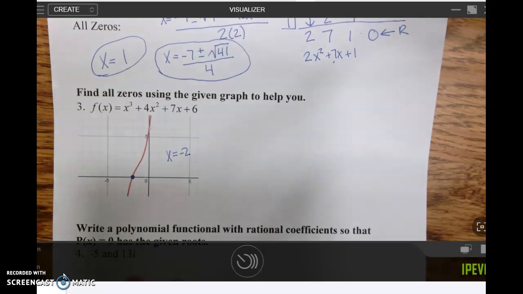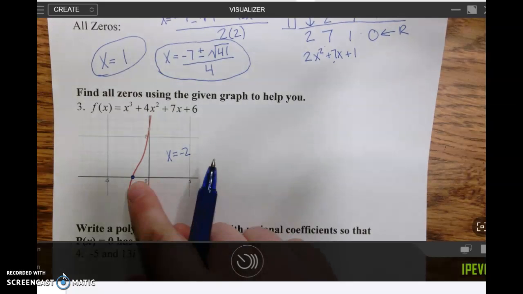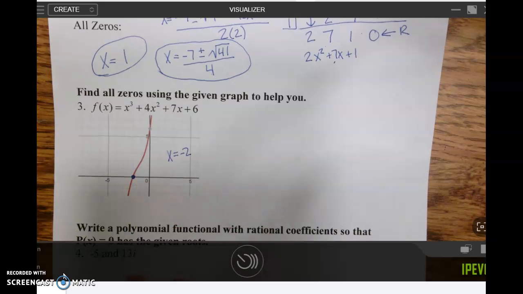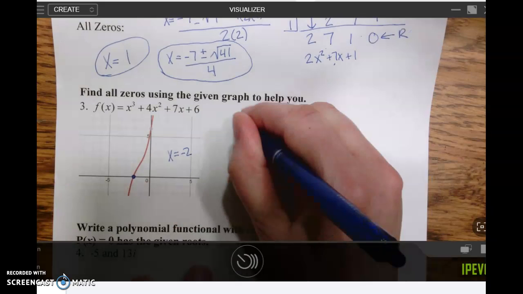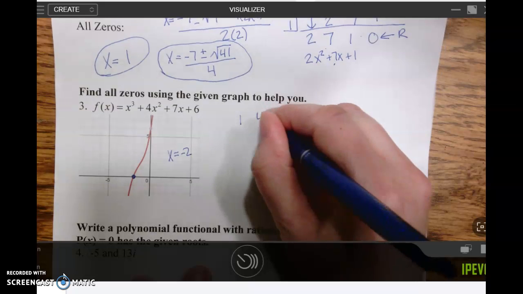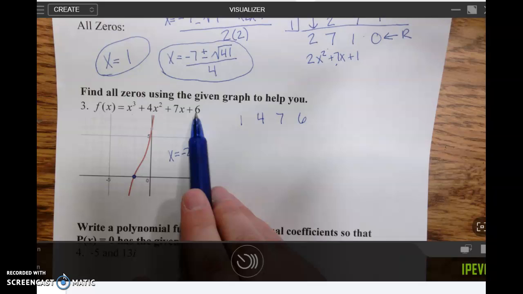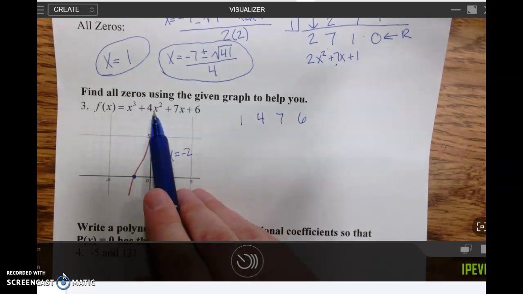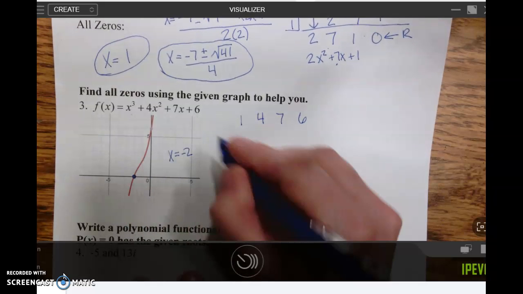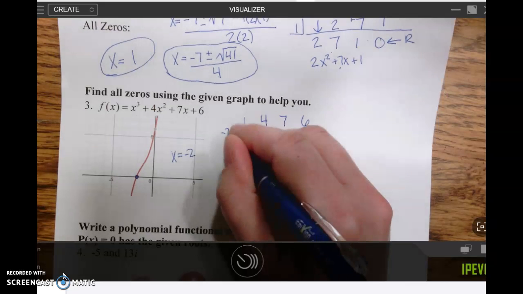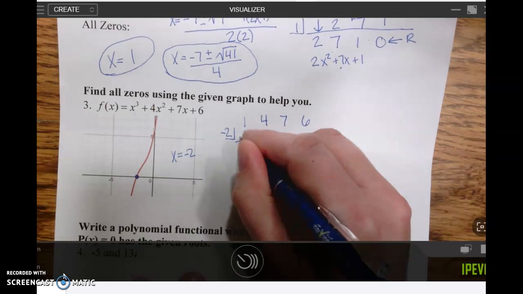And so from here, I'm going to use synthetic division, and I'm going to use negative 2 off to the side because that should be a 0. I should get a remainder of 0. So we have 1x to the third, 4x squared, 7x, and 6. And again, be sure you're not missing any x powers. We have third power, second power, first power, and constant. And from the graph, I can see negative 2 is one of the zeros.